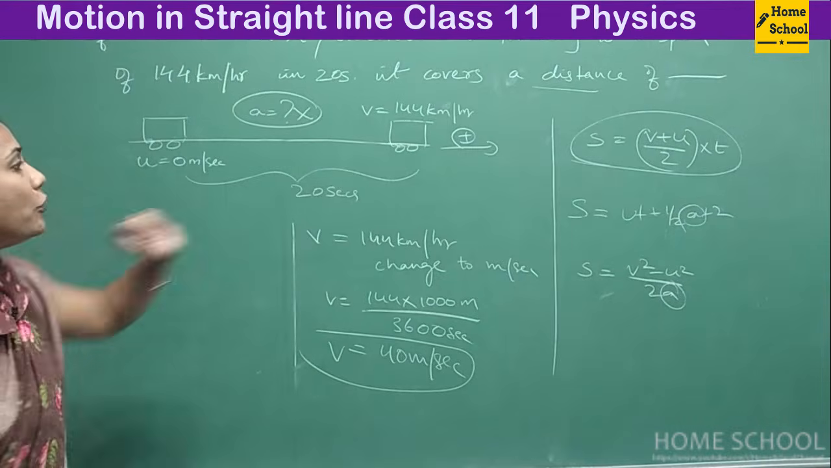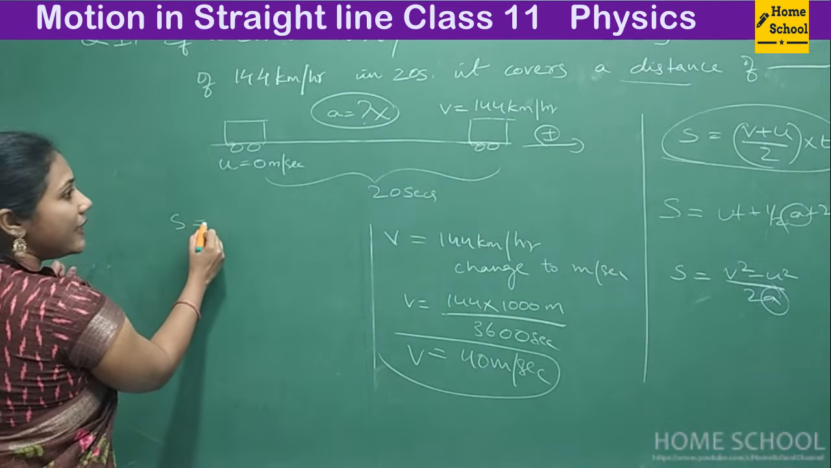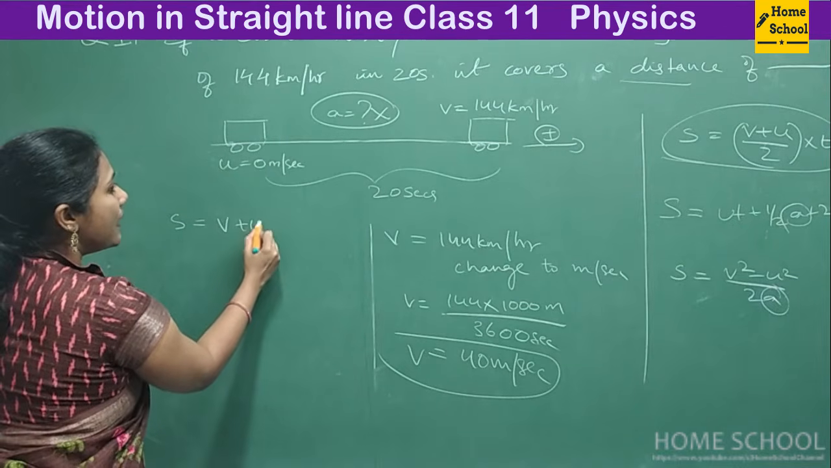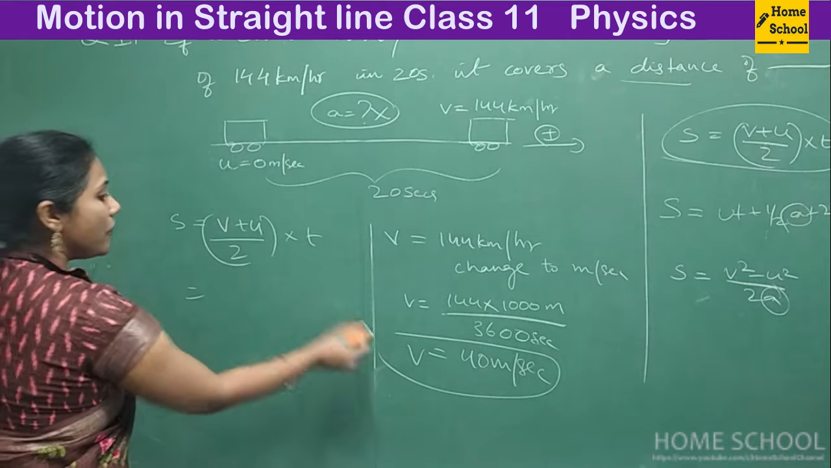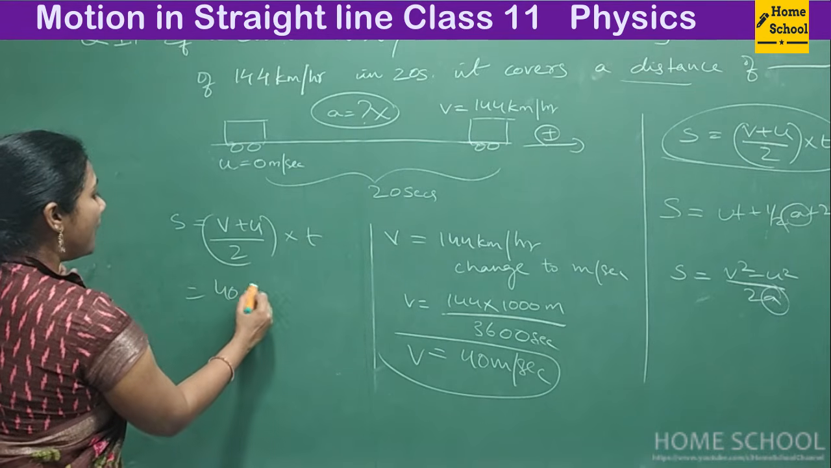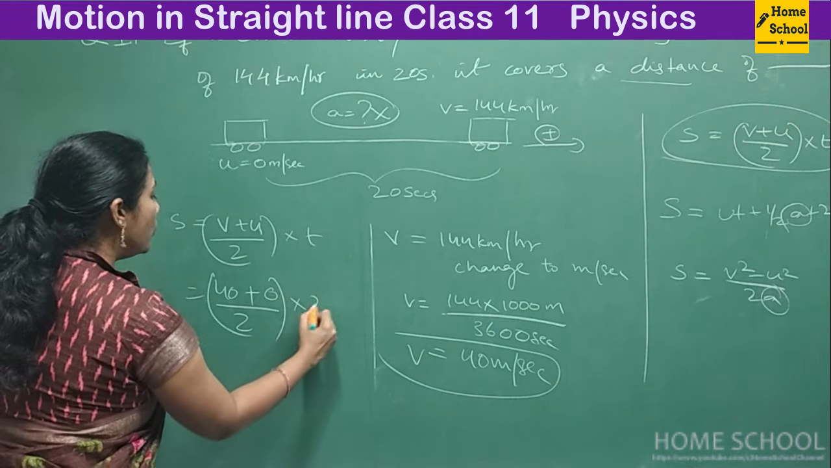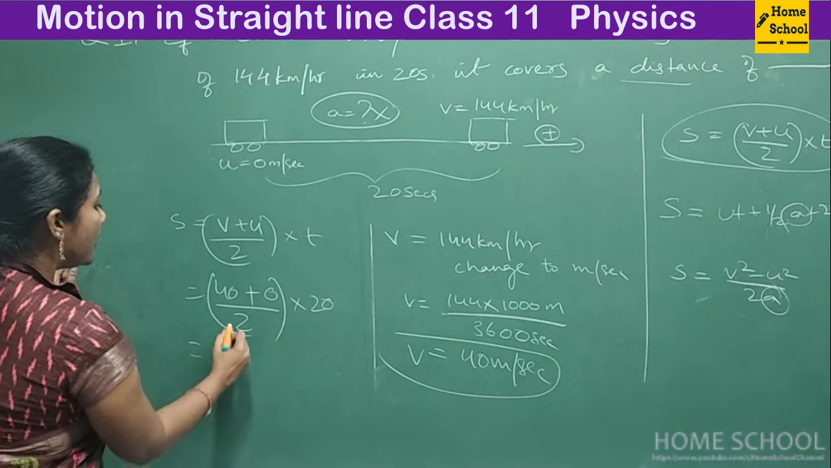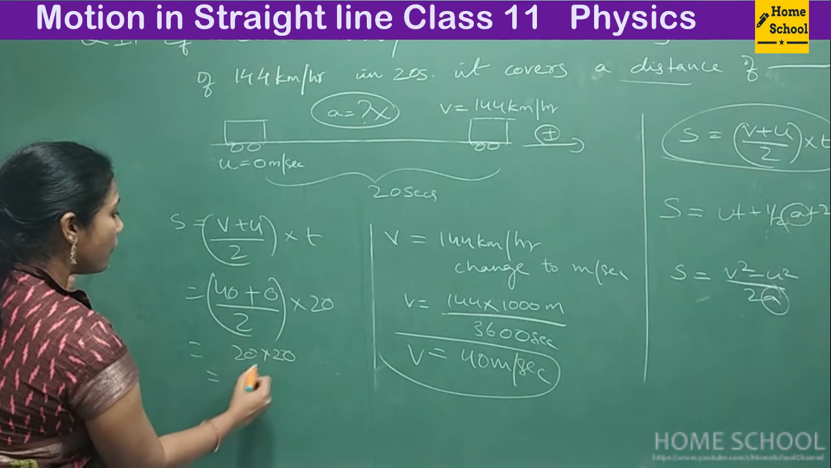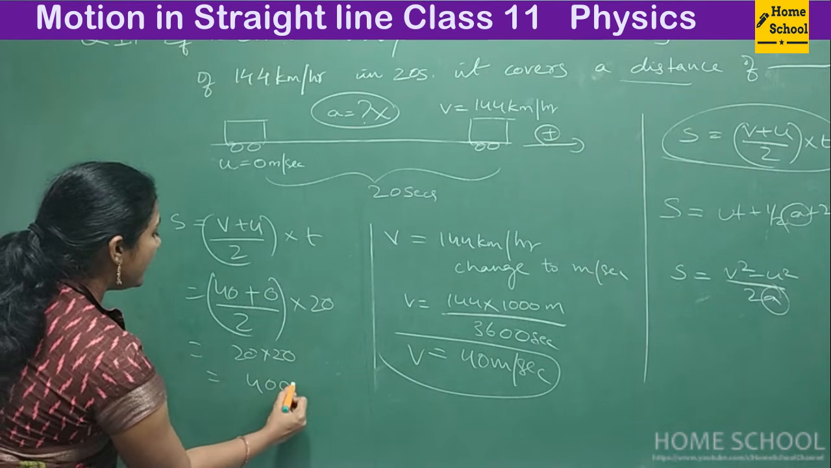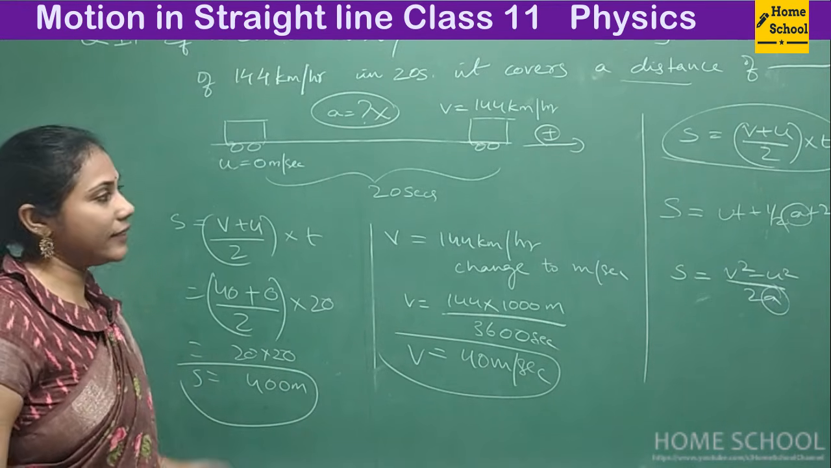Now use that formula, since they asked you to calculate displacement. So displacement S is equal to (v plus u) by 2 into t. What is v here? 40 plus u, which is 0, divided by 2, into 20. So here 20 into 20, that is 400 meters is your displacement. So your answer is 400 meters.